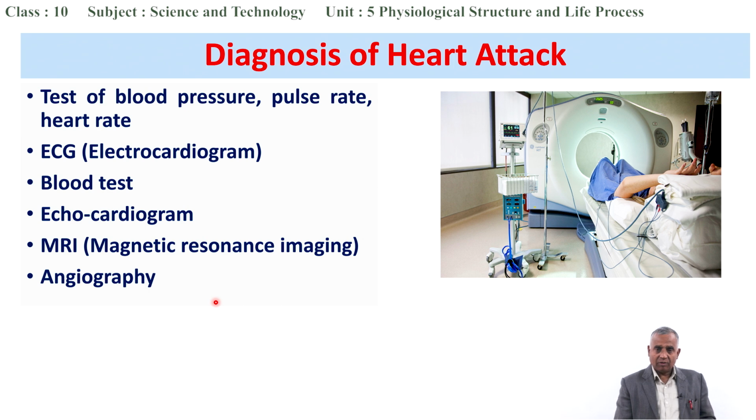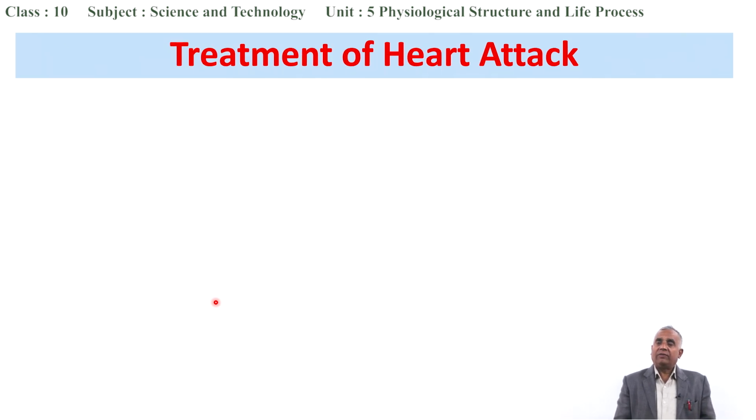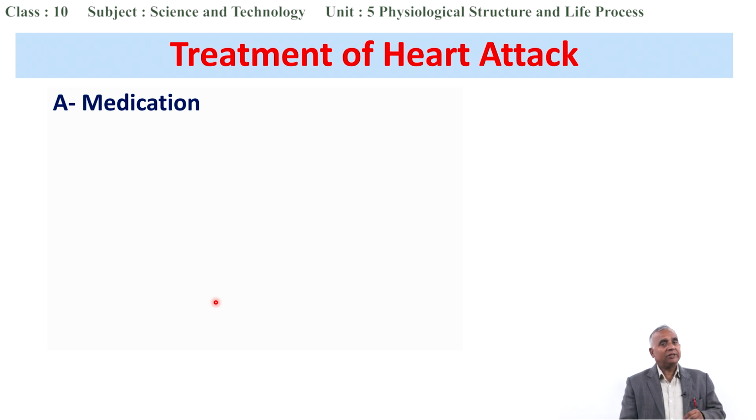Okay. Now treatment of heart attack. Treatment is of two types. One is medication, in which different types of medicines are given, and another one is surgery. That may be minor or major surgery, not so minor, but minor relative to open heart surgery. So at first let us discuss medication.